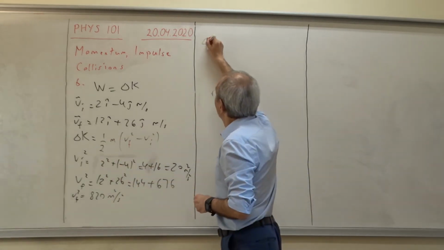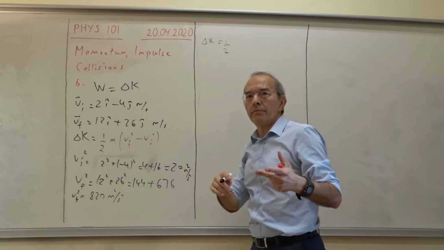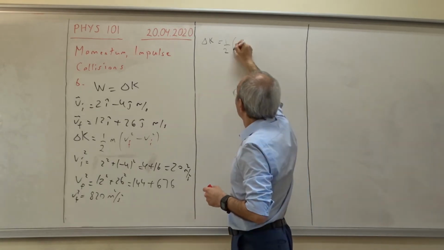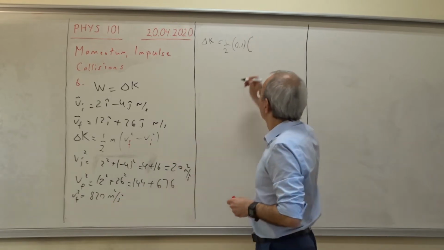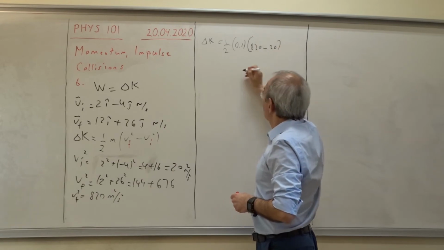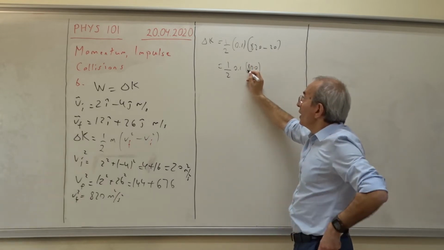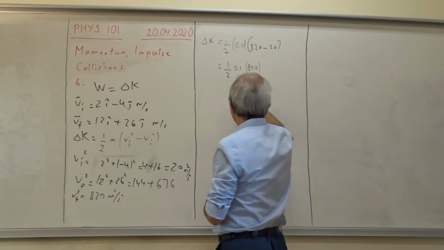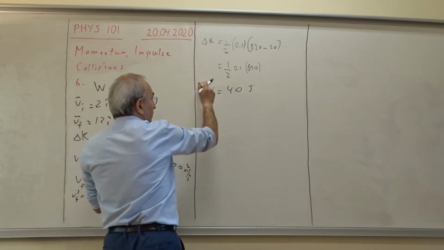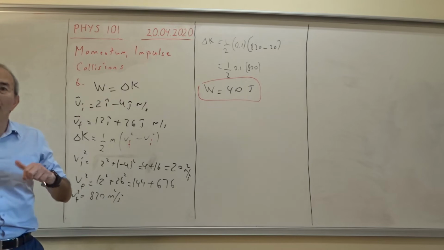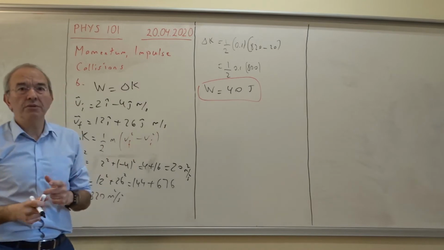Delta K now is just 1/2 m. What is m? 100 grams. So it corresponds to 0.1 kilogram multiplied by 820 minus 20. 820 minus just 20, so it is 1/2 times 0.1 times 800. So this gives you 80/2, 40 joules. The work done is just 40 joules. It is positive because the final value of the velocity is greater than the initial value. So work is done positively by this impulse.